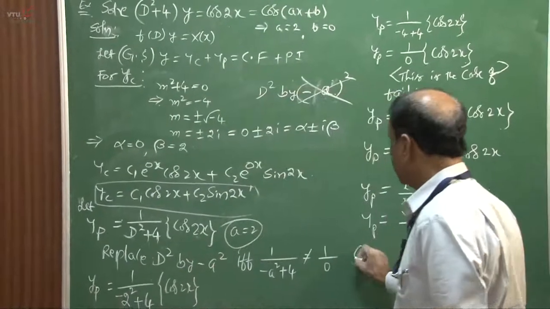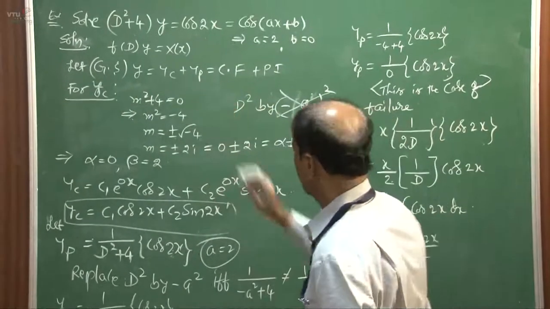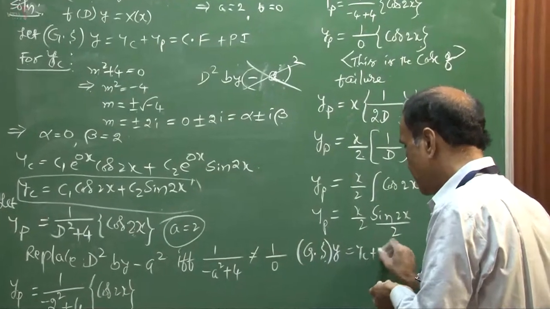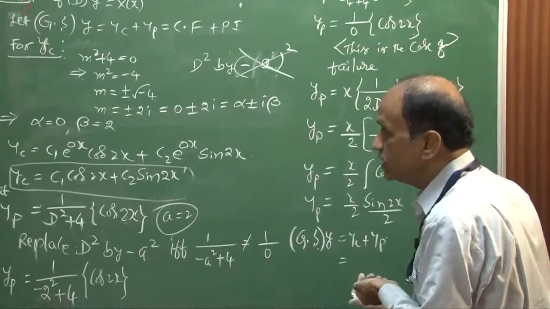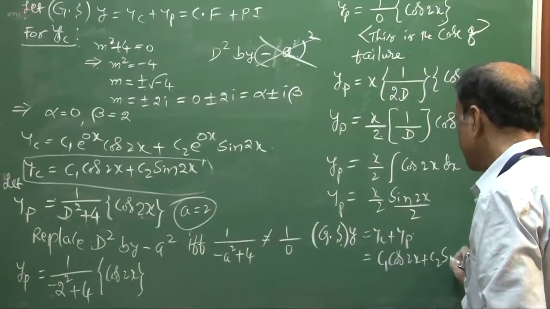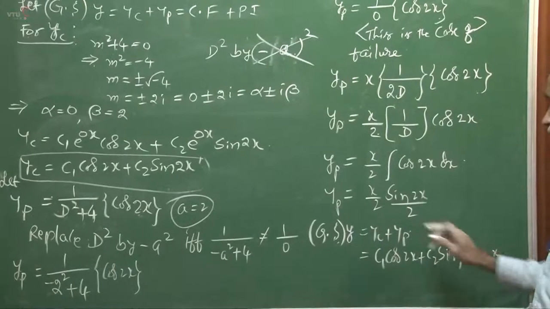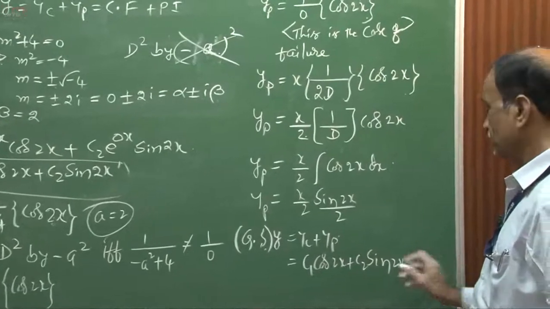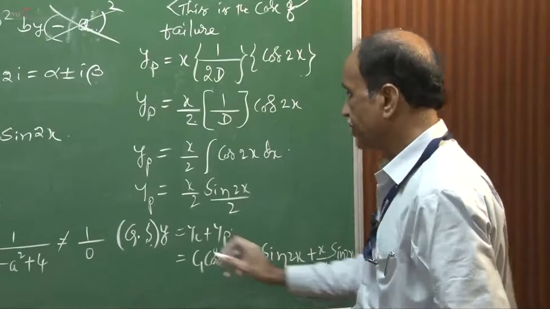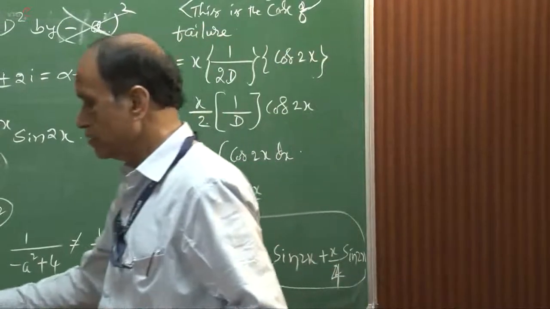Then the general solution, what we are claiming for this problem, the general solution is y equals yc plus yp. What is that yc? C1 cos 2x plus C2 sin 2x. And the particular integral plus x by 2, and it becomes 4 because 2 into 2 is 4, and then sin 2x. So this is called the general solution, and this is the final solution for this problem.